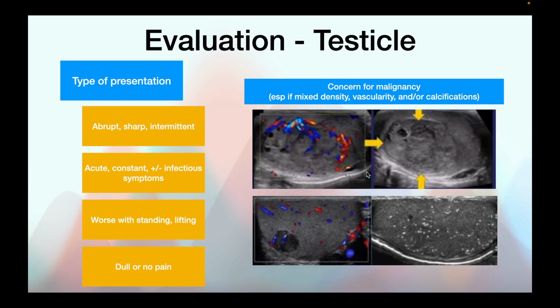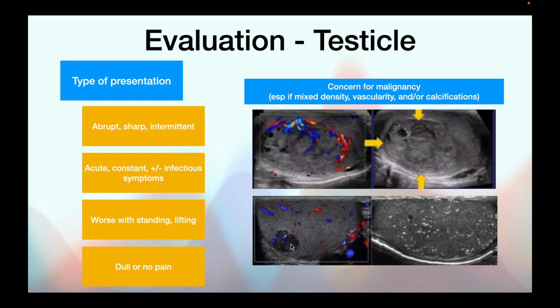So if you had an abnormal mass, you put some color on, and there's flow in the testicle in this mass itself, then that is really, really concerning for vascularity and a malignancy.